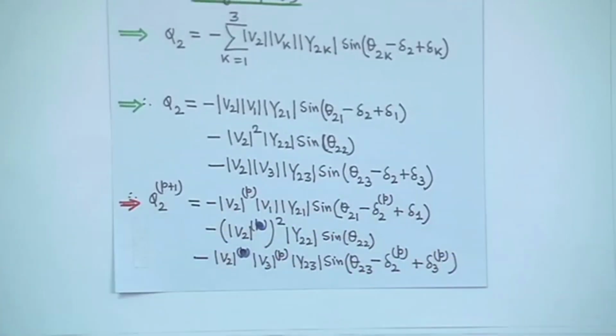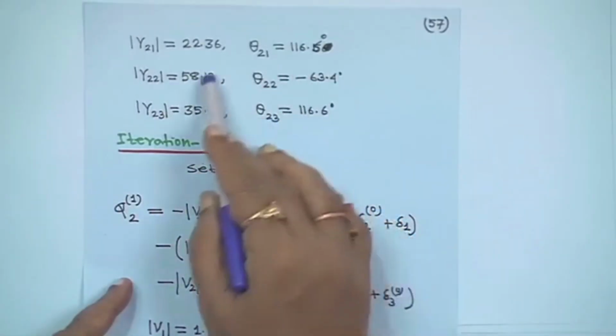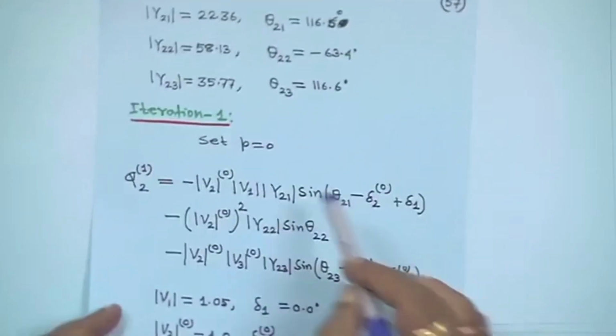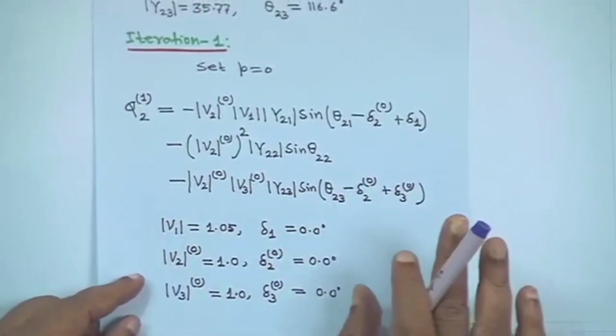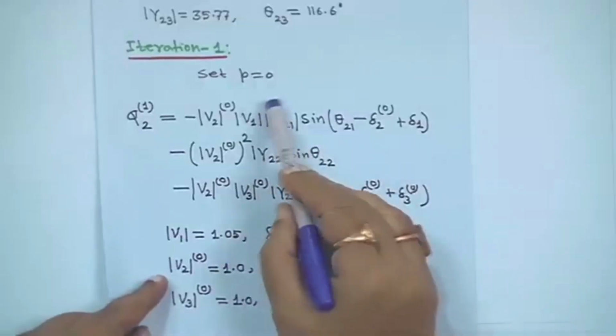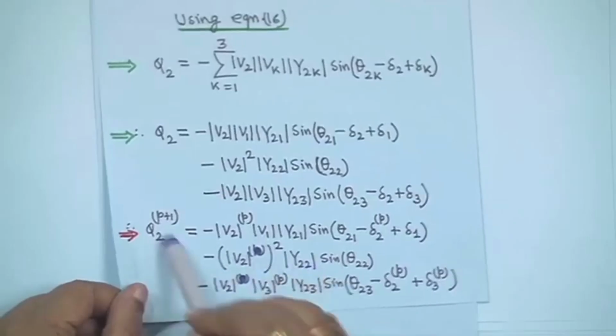So, this is your Q2^(p+1). Now, the Y matrix is the same as example 1, so no change. These are the Y matrix magnitudes and angles for Y21, Y22, Y23. Now the iteration set p is equal to 0. Look, we are not computing any voltage at present, only the Q power injection at bus 2. After that we will see how we go for the iterative process. So, when p is equal to 0, here you write Q2^1.